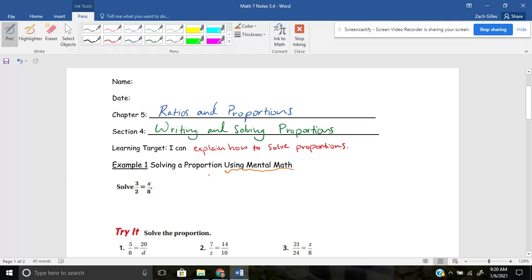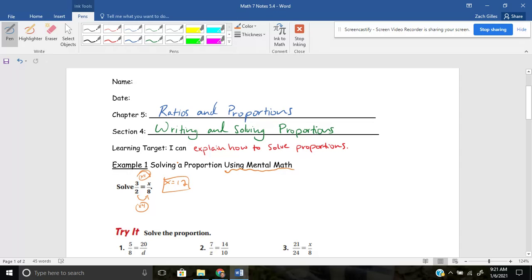Well, the way that I'm going to solve this using mental math is to think to myself, 2 times what number gives me 8? Okay, well, a bunch of you are probably saying 2 times 4, which is great. And if I multiply my denominator by 4, to keep this ratio proportionate, I need to multiply by 4 on the top as well, okay, to keep these values equal. So 3 times 4 would give me 12. Okay, so x is equal to 12 would be my answer.